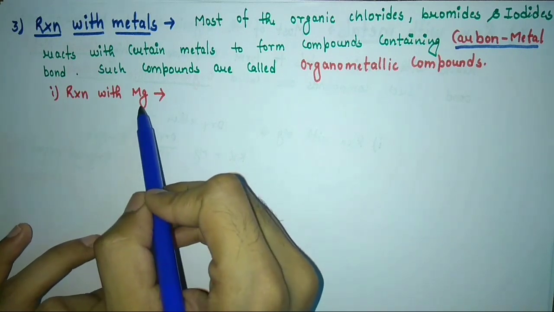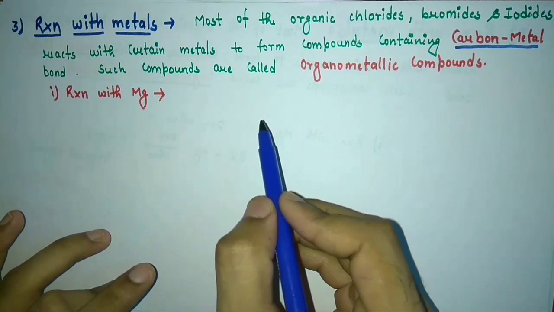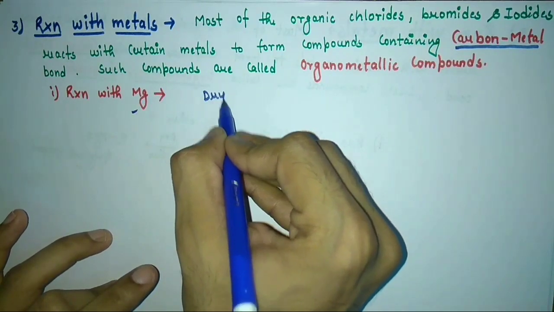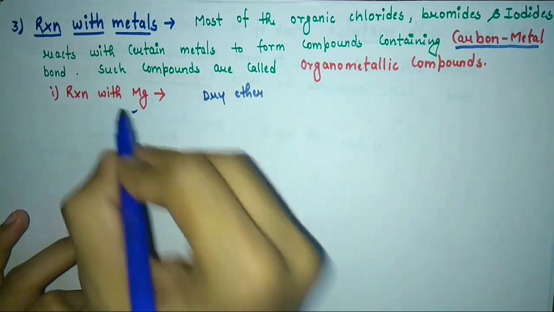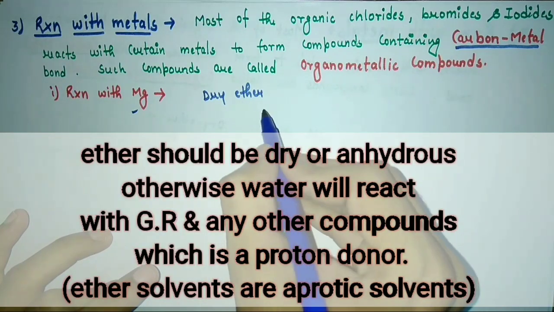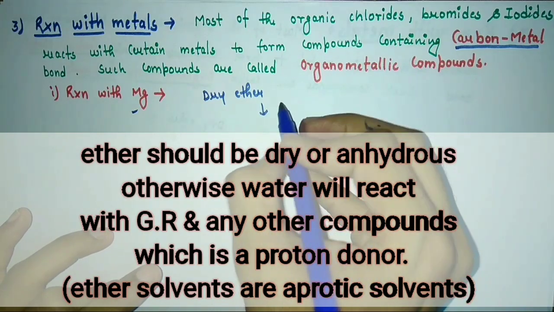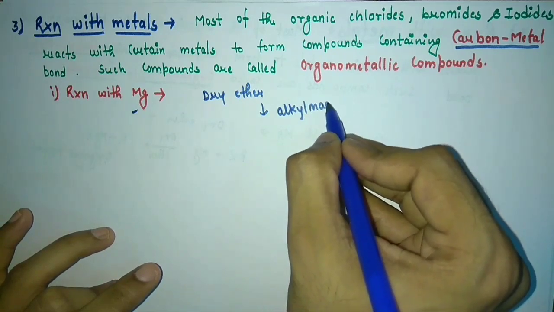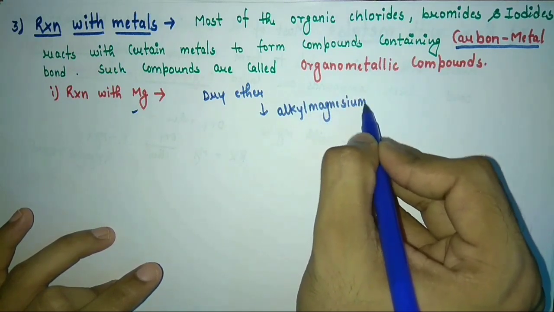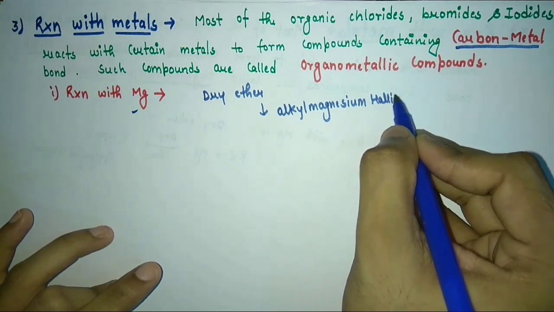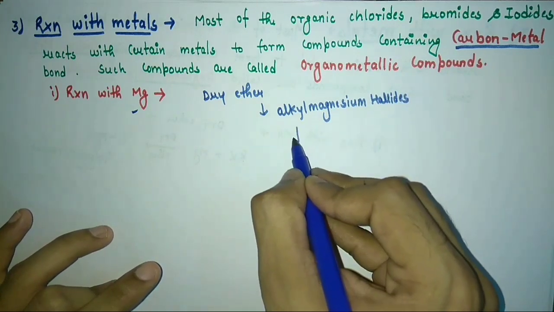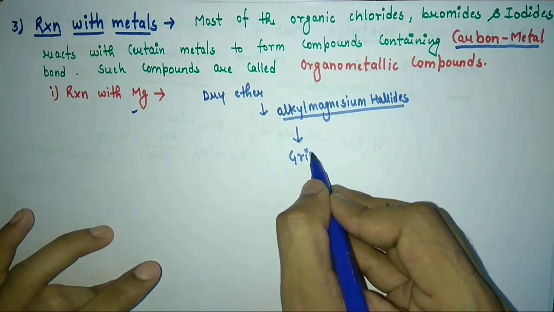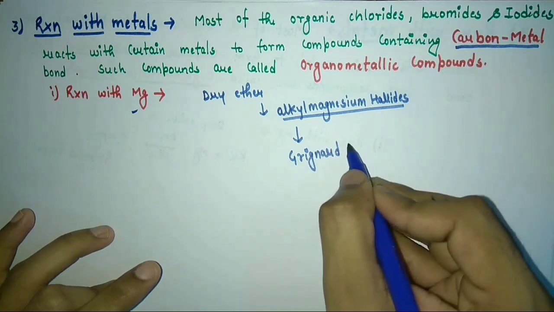Now the first one is the reaction with magnesium. When haloalkanes react with magnesium in the presence of dry ether, they lead to the formation of alkyl magnesium halide. What will they form? Alkyl magnesium halide. And this is known as Grignard reagent.